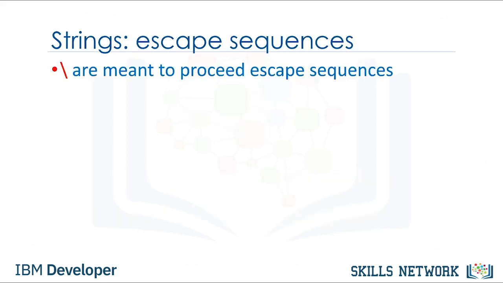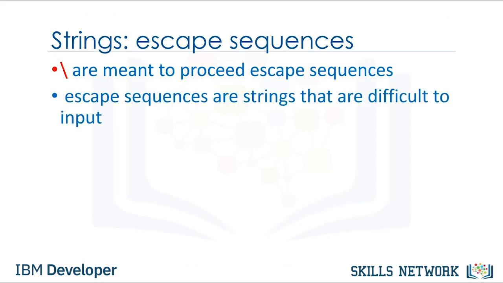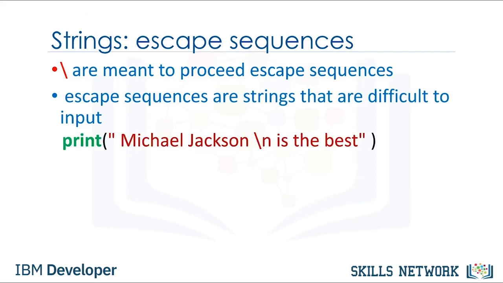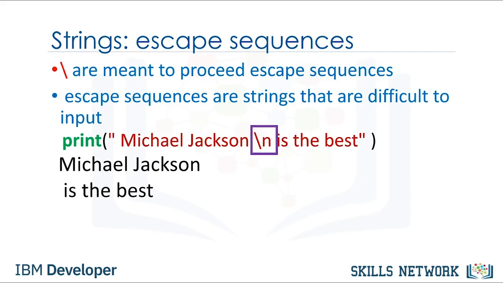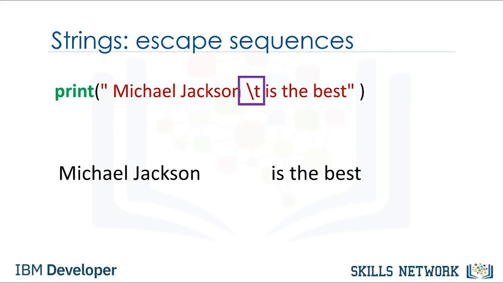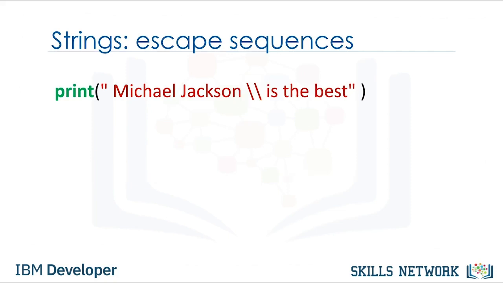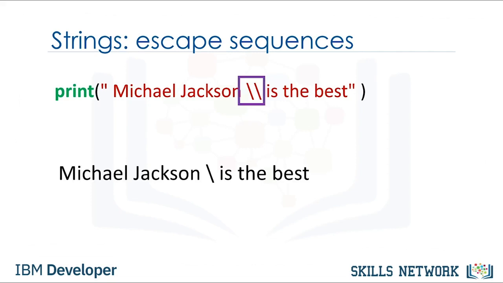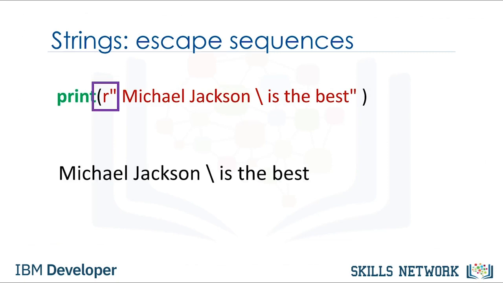Strings are immutable. Backslashes represent the beginning of escape sequences. Escape sequences represent strings that may be difficult to input. For example, \n represents a new line. The output is given by a new line after the \n is encountered. Similarly, \t represents a tab. The output is given by a tab where the \t is. If you want to place a backslash in your string, use a double backslash. The result is a backslash after the escape sequence. We can also place an r in front of the string.